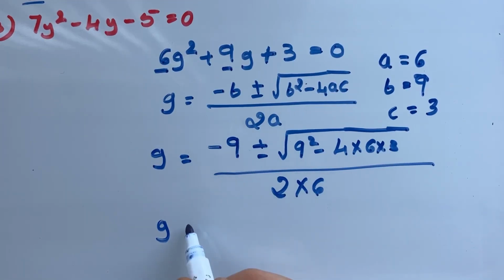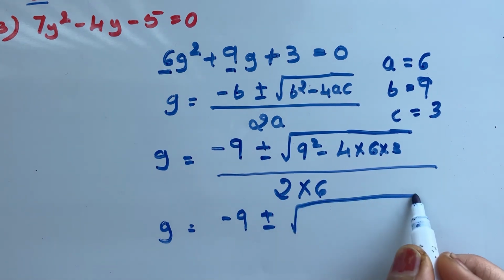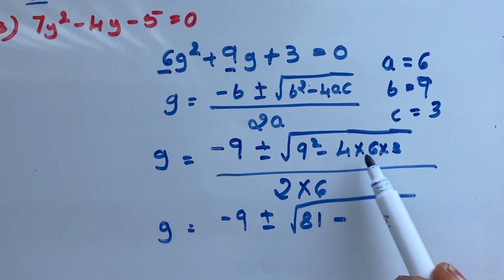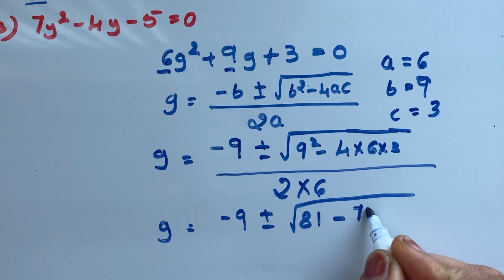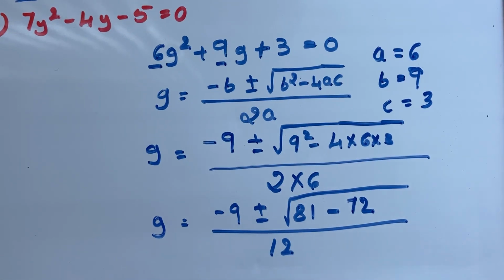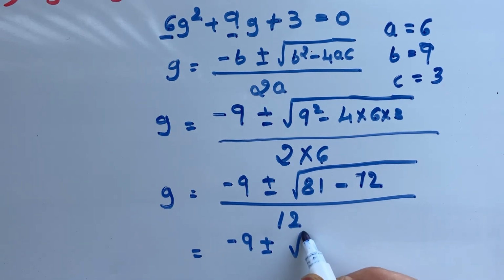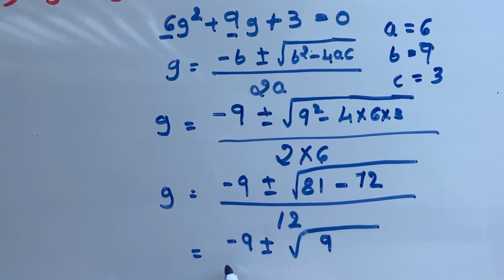Simplify. Negative 9 plus or minus square root of 9² is 81 minus 4 times 6 times 3, which is nothing but 72, divided by 12. Simplify further. Minus 9 plus or minus square root of 81 minus 72, which is nothing but 9, divided by 12.